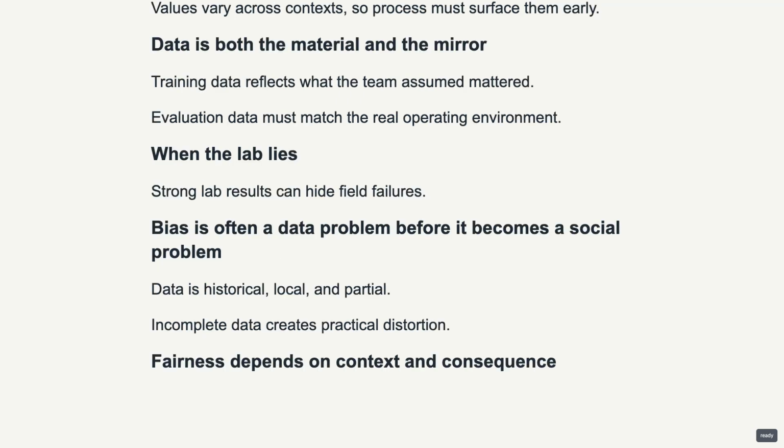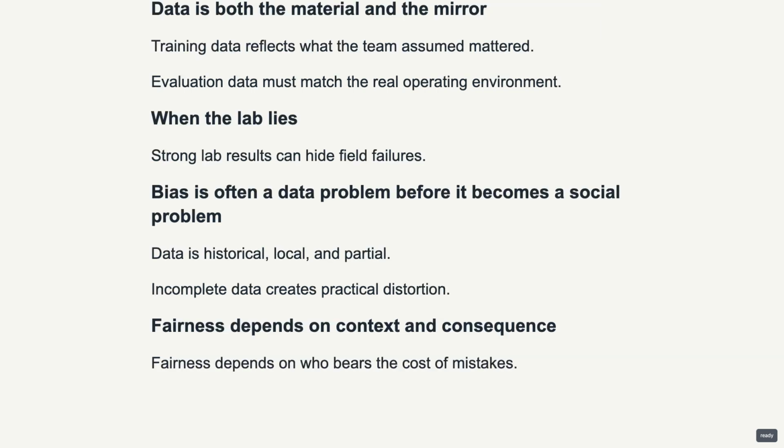Fairness is not a fixed formula. It depends on who is affected, what the decision does, and how much harm a mistake can cause. A false alarm may be harmless in one setting and dangerous in another. If an error sends people into risky conditions or penalizes the wrong group, the same pattern of behavior becomes a fairness problem.